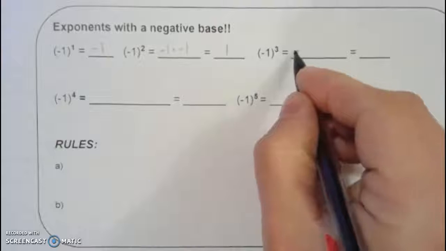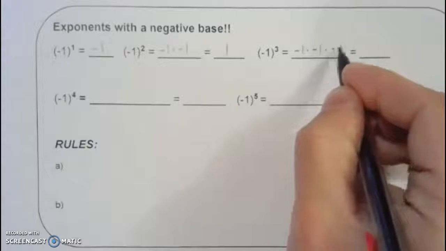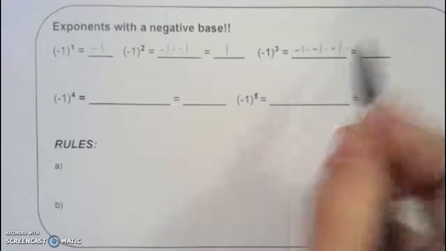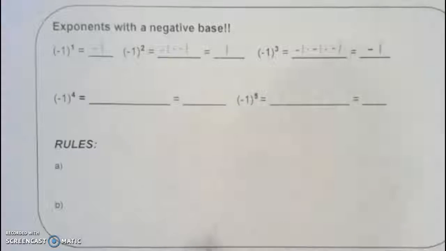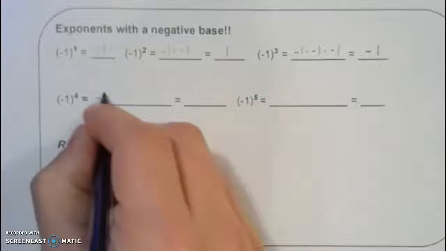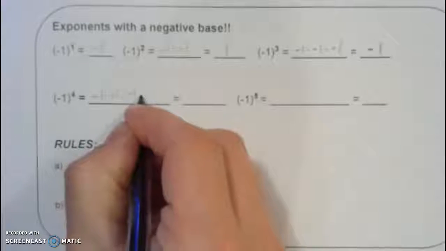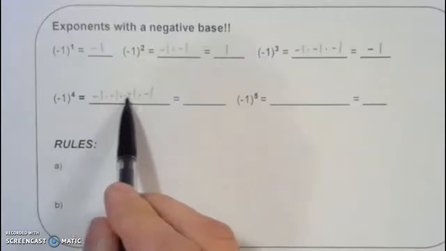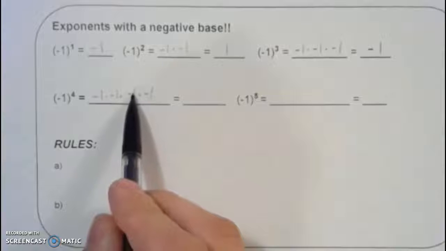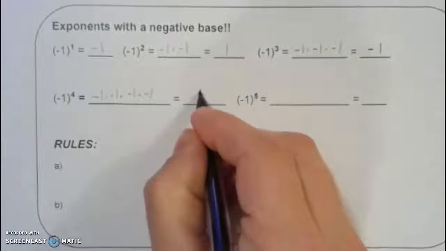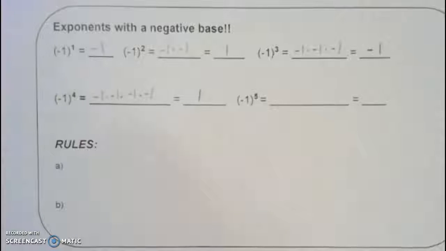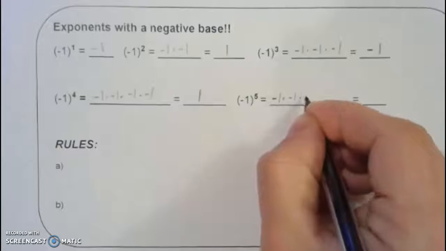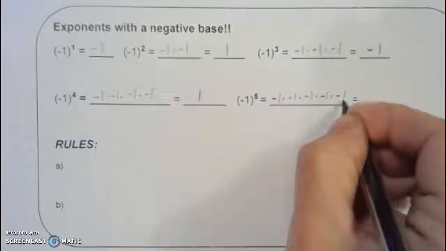Negative 1 to the third power means negative 1 times negative 1 times negative 1. We just did negative 1 times negative 1, which was positive 1. 1 times negative 1 is negative 1. Negative 1 to the fourth is negative 1 times negative 1 times negative 1 times negative 1. We just did negative 1 to the third power. These first three are going to give us a value of negative 1. Negative 1 times negative 1 is positive 1. So negative 1 to the fourth power is positive 1. And negative 1 to the fifth power means negative 1 times negative 1 times negative 1 times negative 1 times negative 1.